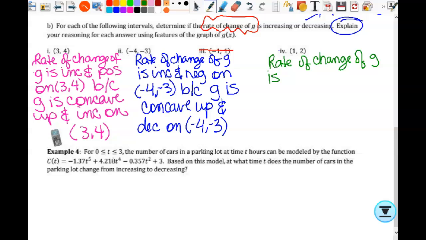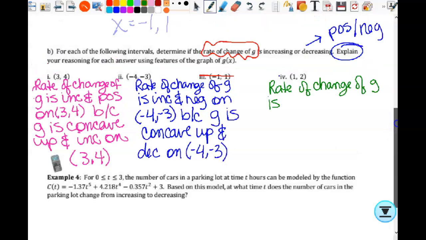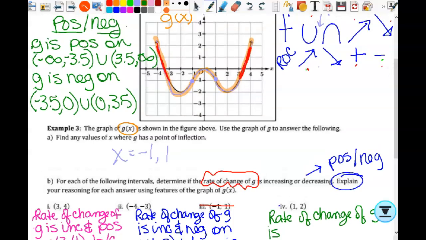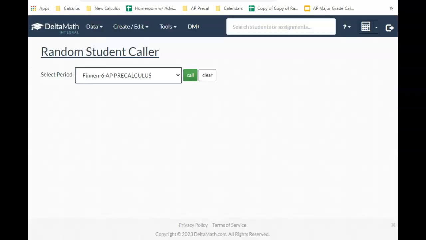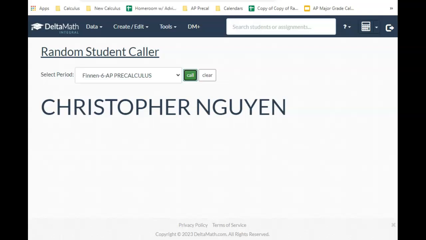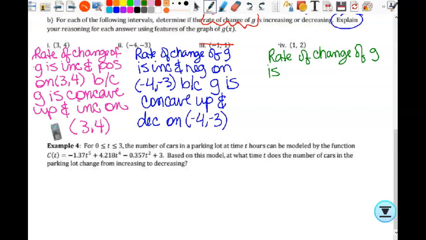That can be helpful. Okay, so we've got rate of change of G. We're looking on 1 to 2 here. So from 1 to 2, let me find a different color here. 1 to 2, I'm going right here. Okay, so I'm going to pick somebody to give me the answer, and then also pick somebody to give me the explanation here. So let's see who my first lovely assistant will be. Christopher Wynn, where are you? Okay, so tell me, rate of change of G is what? Increasing and negative on 1 to 2.